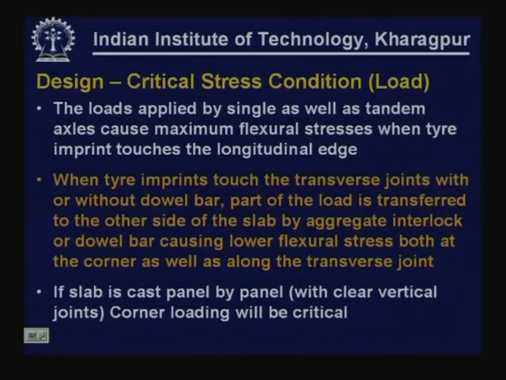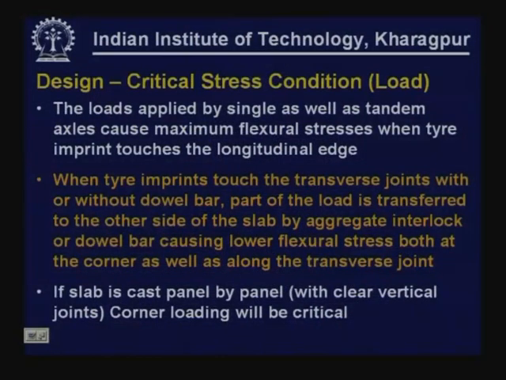The loads applied by single as well as tandem axles cause maximum flexural stresses when the tire imprint touches the longitudinal edge. This is a critical position. So, when the tire imprint touches the longitudinal edge, that is considered to be the critical position of the wheel loads. When tire imprints touch the transverse joints with or without dowel bar, part of the load is transferred to the other side of the slab by either aggregate interlock or by the dowel bar system that is in place. So, this causes lower flexural stresses both at the corner as well as along the transverse joints.